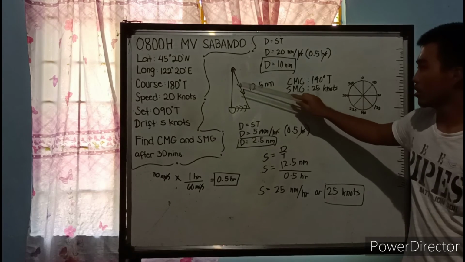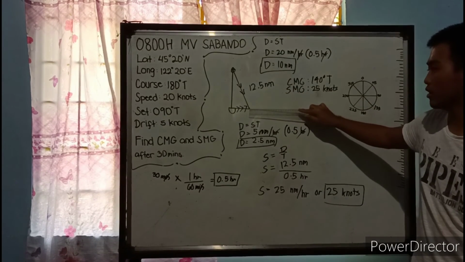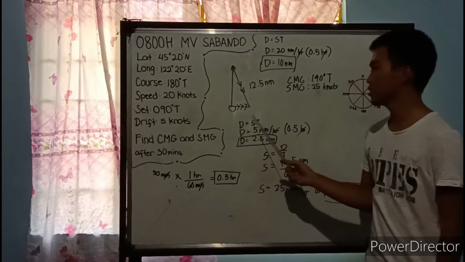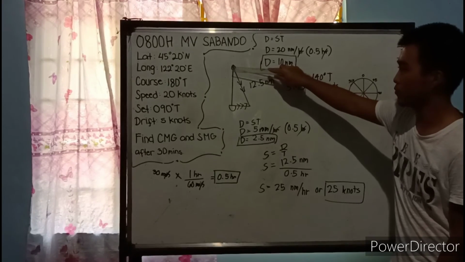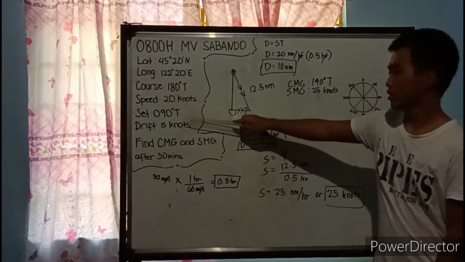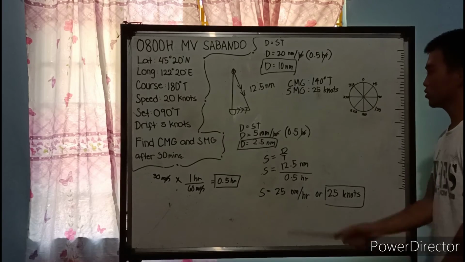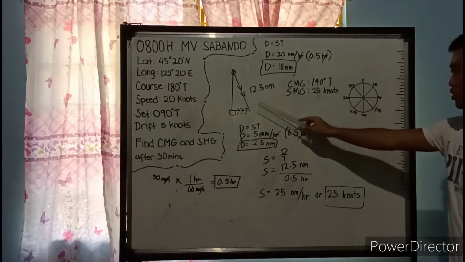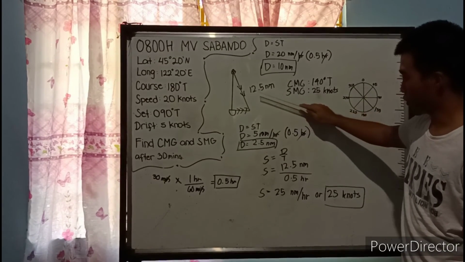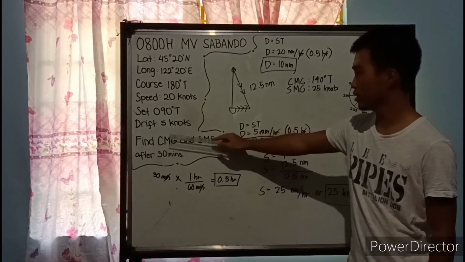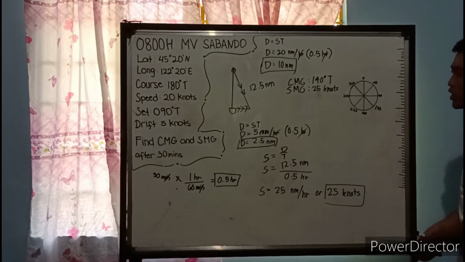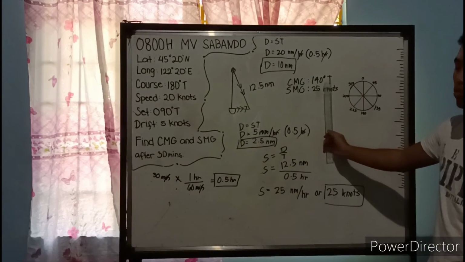Then, at the end, connect the end to the position at 0800 hours. Then, measure the distance from the position at 0800 hours until the end of the set and drift. So, after this, we measured 12.5 from the scale. Then, we're going to find the CMG. Put a ruler here and drag to the compass rose. Then, we come up with 140 degrees true north.